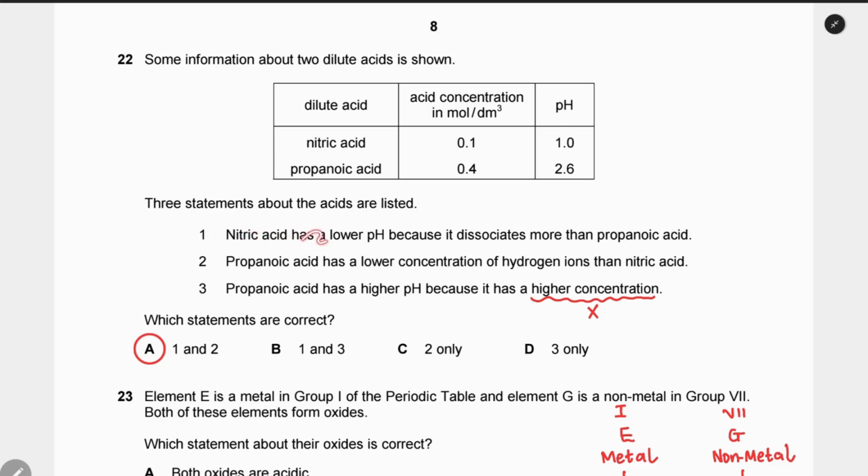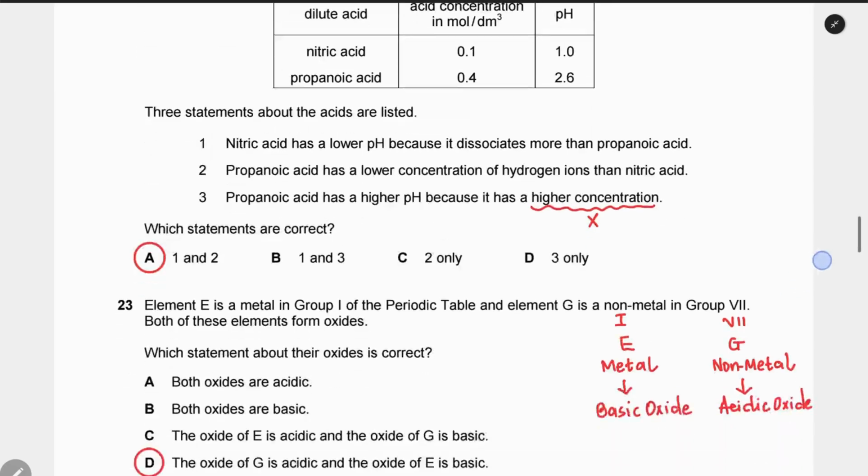First, nitric acid has a lower pH because it dissociates more than propanoic acid. Yes, if you have a lower pH, that means it's going to dissociate more than the propanoic acid, which is correct. Propanoic acid has a lower concentration of hydrogen ions than nitric acid. So yes, this is also correct. Propanoic acid has a higher pH because it has a higher concentration? No. So the final answer is 1 and 2.